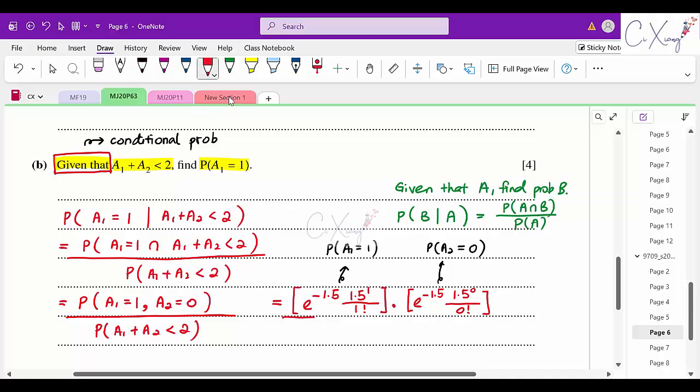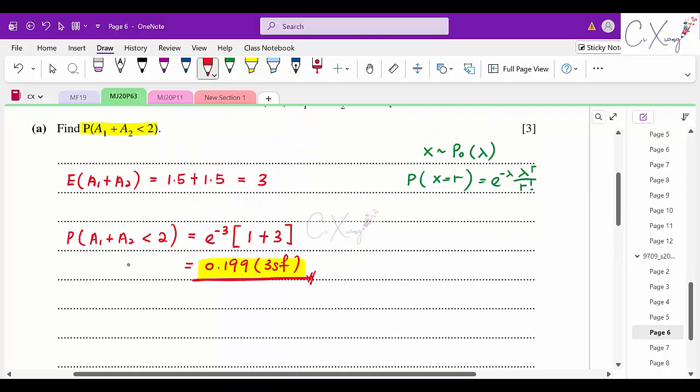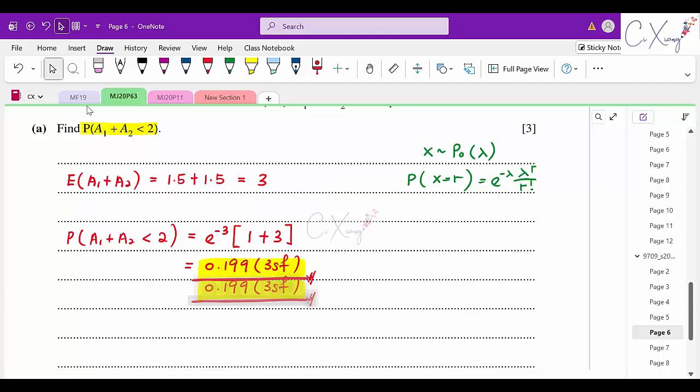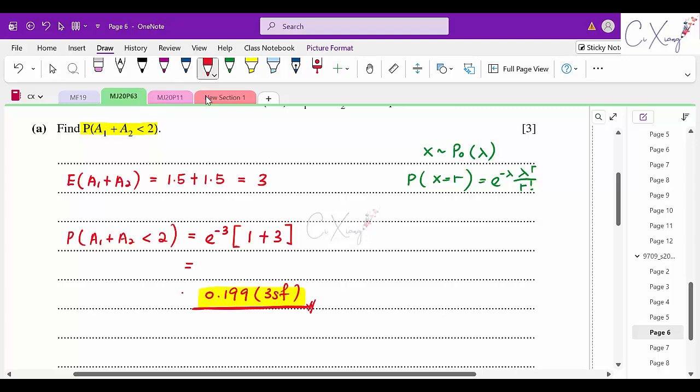Then divided by the probability of A1 plus A2 smaller than 2. So how do we get this A1 plus A2 smaller than 2? Let's have a look at the answer on top. We already tried to figure out A1 plus A2 smaller than 2 just now, right? But this is the simplified answer. Maybe I have to put it down first. So to calculate the probability at the bottom, you cannot directly use 0.199, and in fact, you should use the long value originally. Just now I forgot to write out the original value for you.